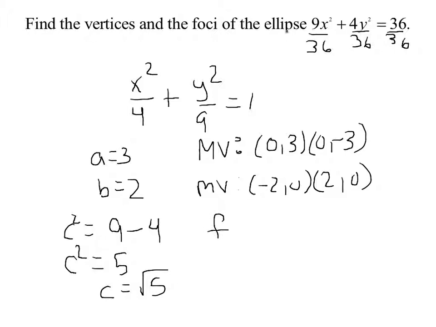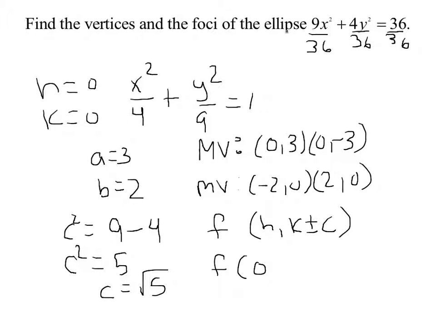And then the foci, well, they're going to be h, 0, k, 0. It's h plus or minus, oh, nope, sorry. It's h, comma, k plus or minus c. So the foci are going to be (0, negative square root of 5) and (0, square root of 5). Okay? So let's figure out how we can graph one.